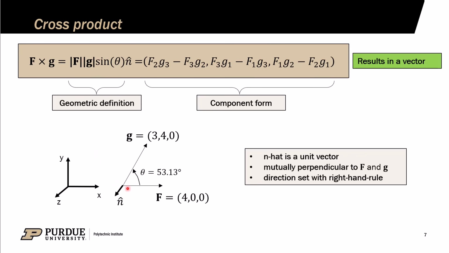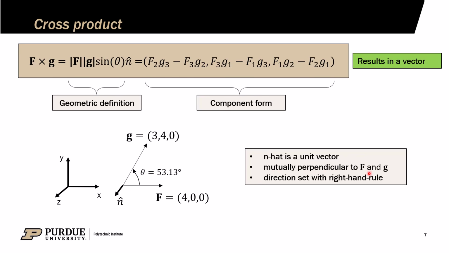So let's take a look at this example here. I've got vector f. It's got components 4, 0, 0, so it's aligned with the x-axis. G has components 3, 4, 0, so it's in the xy plane. It has no z component. And again, this was from our previous example, so the angle between these is 53.13. So yes, we could take the magnitude of f, the magnitude of g, and the sine of the angle between them. The n hat vector, it's a unit vector, so it carries magnitude of 1.